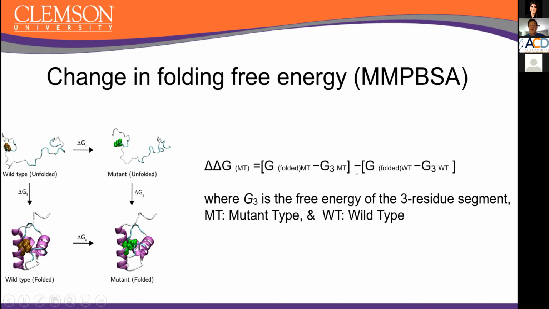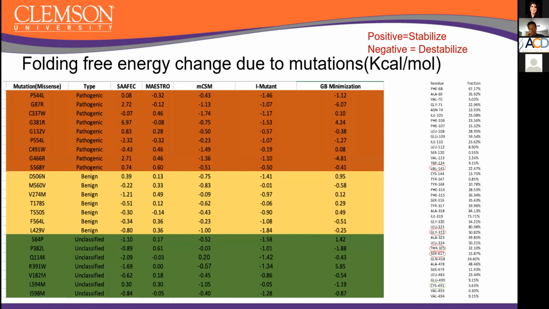We simply cut a segment of 3 residues around the site of the mutation. And then, subtracting these energy terms, we obtain the change of the folding free energy caused by the mutation. On the next slide, I'm going to show you the results of our modeling. These are the mutations that I showed you at the beginning of my talk, and the color code is again the same, with reddish colors pathogenic, yellow benign, and greens non-classified mutations.